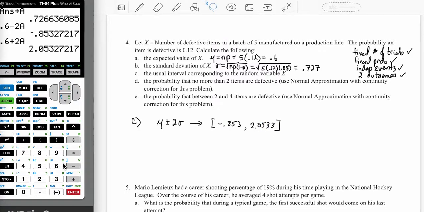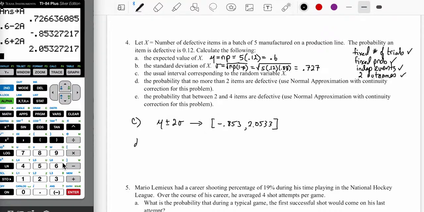Part D, the probability that no more than 2 items are defective. It says use normal approximation with continuity correction for this problem. Same deal for the next one, between 2 and 4 items. They're flat out telling us that we have to use that technique, even though it's a binomial distribution and we could use binomial techniques. The directions tell us to use the fact that the mean is this and the standard deviation is that to come up with z-scores and label up a diagram and all that good stuff.